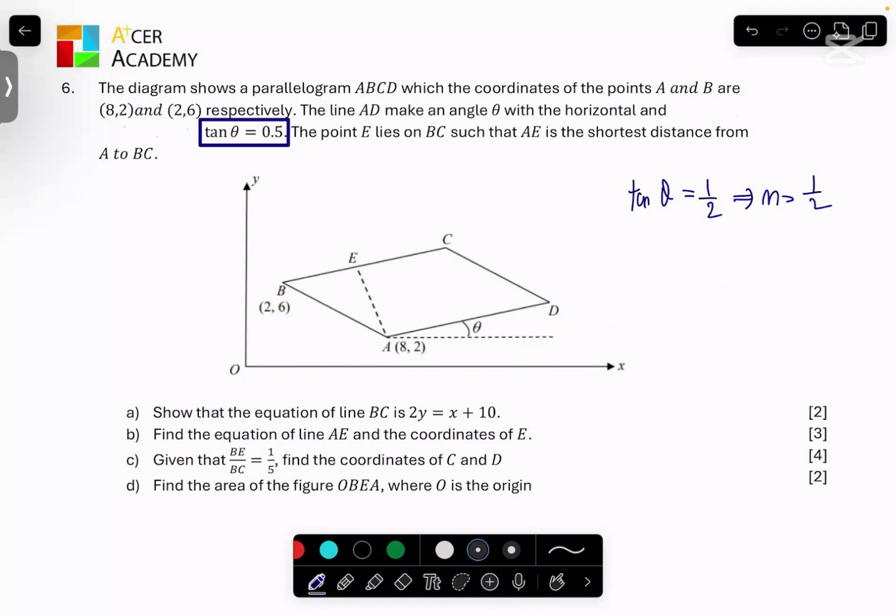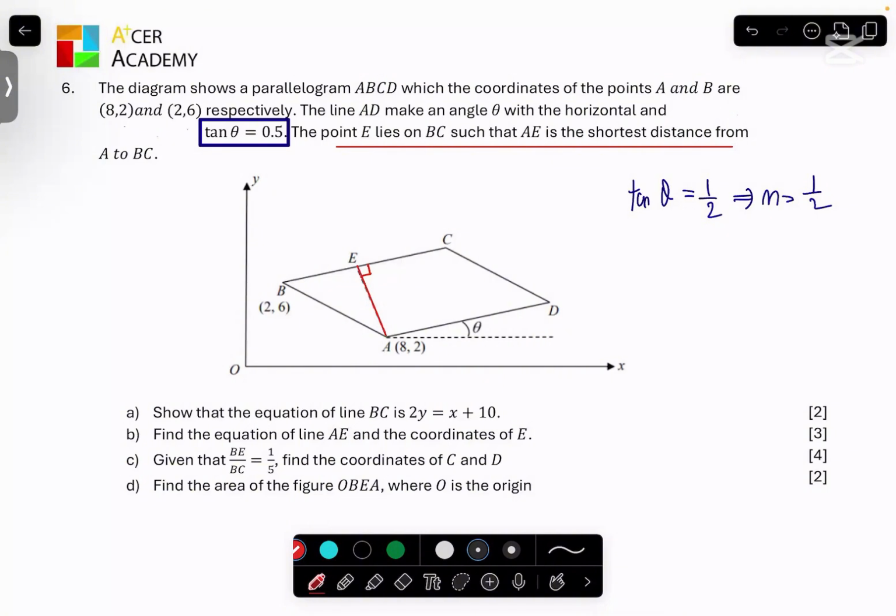Okay, that's about it. Now, the point E lies on BC such that AE is the shortest distance. If this is the shortest distance, then this must be perpendicular, because that's the definition. All right. Now, next, show that the equation of BC is 2y = x + 10.